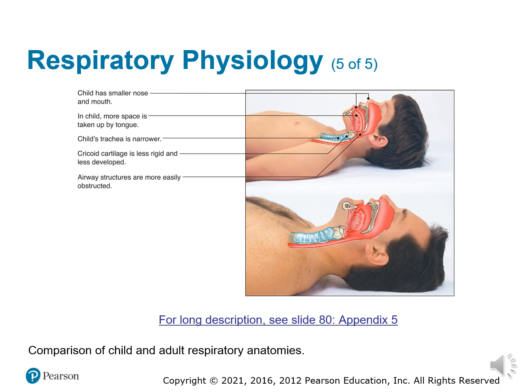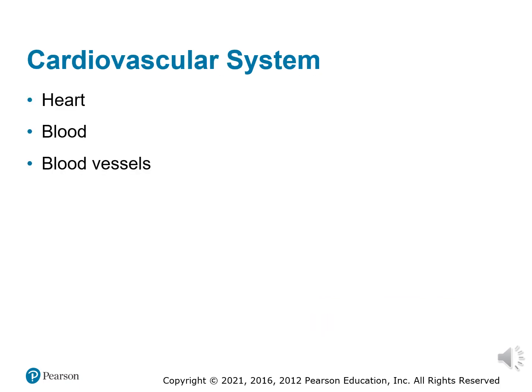Here is the comparison of child and adult respiratory anatomies. So they are a little bit different, so keep that in mind when you're doing your assessments. The cardiovascular system consists of the heart, the blood, and the blood vessels. It is also called the circulatory system.